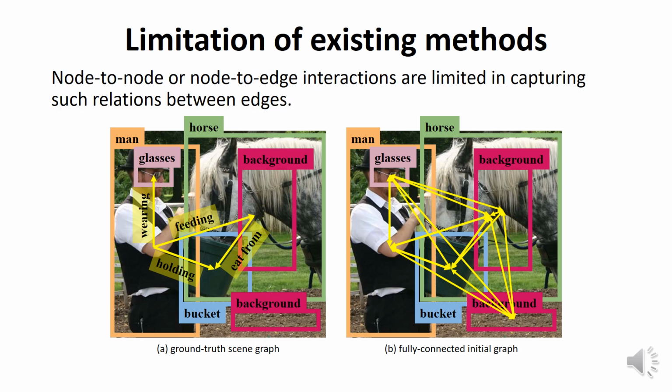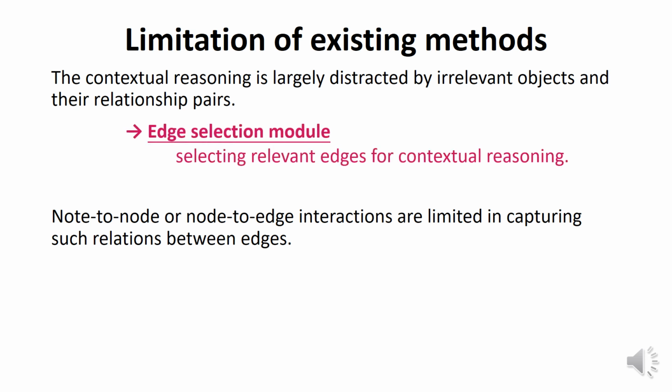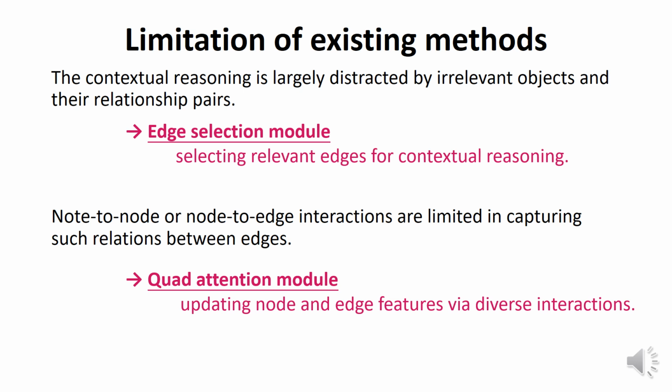Furthermore, most contextual reasoning methods with graph neural networks update node features via edge features and edge features via node features only. Some of them use self node-to-node attention but do not capture the various types of interactions. To overcome the first issue, we propose an edge selection module which selects relevant edges for contextual reasoning. Also, we propose a quad attention module to update node and selective edge features via diverse interactions. I will explain it carefully.